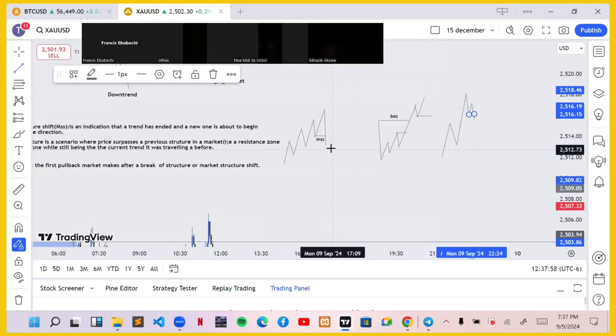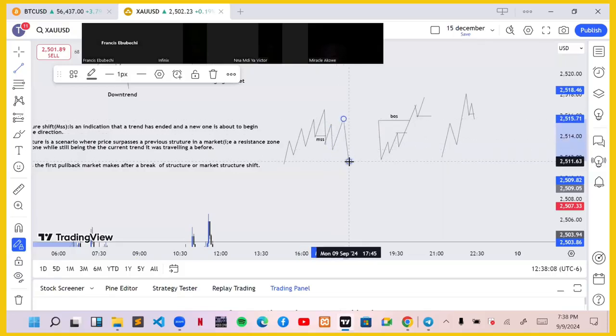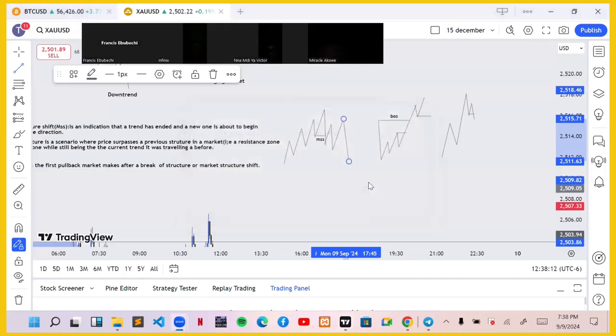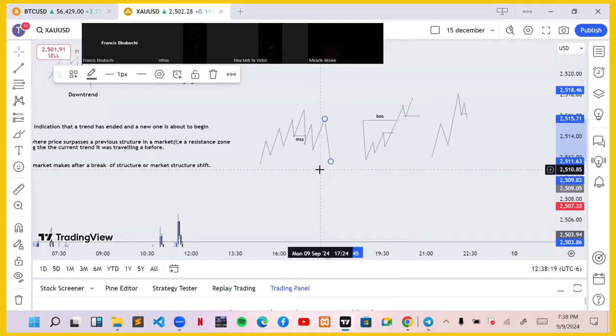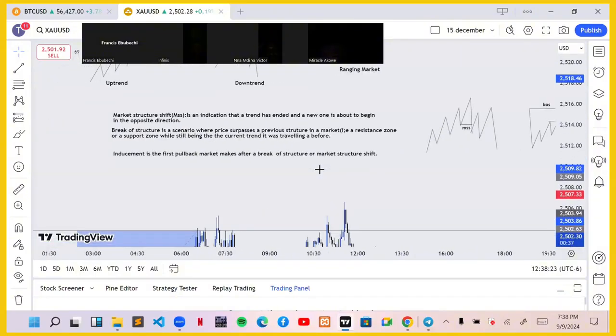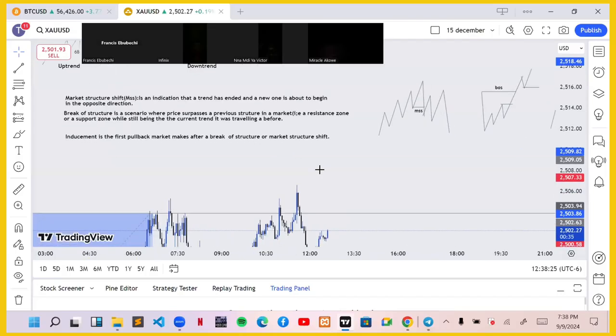So in the market structure shift, for example, this is a market structure shift. Market will do something like this, make a first pullback, then go down. Eventually, it will come and sweep that first pullback and trigger the main point of interest before eventually going down. So the inducement is what I use as my liquidity. The inducement is the first pullback that market makes after a break of structure or a market structure shift.